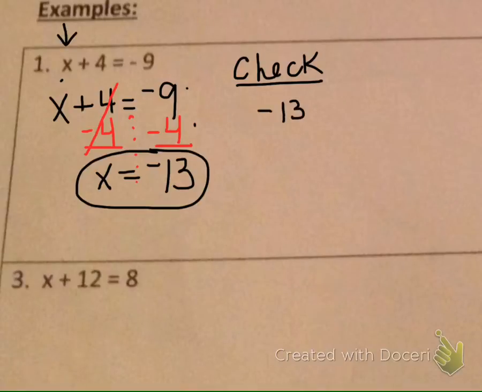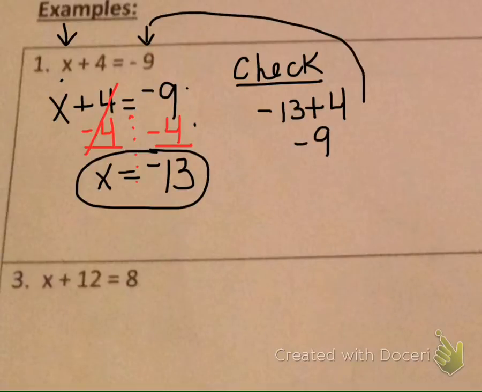So negative 13 plus 4. And I'm going to solve that part of the equation. When I solve that, I should get negative 9. Let's see. Negative 13 plus 4. I have different signs, subtract. 13 minus 4 is 9, and it would be negative because 13 is the larger number. When I look, my negative 9 and my negative 9 is the answer, so my check works.